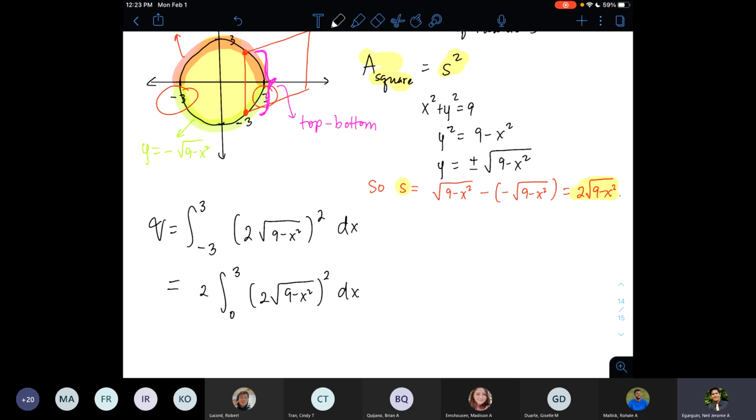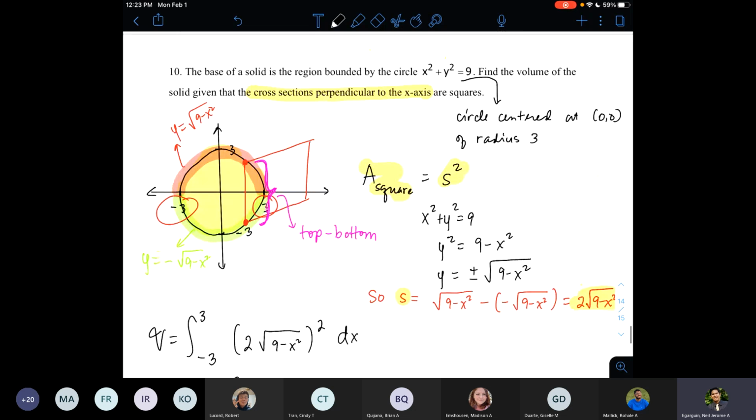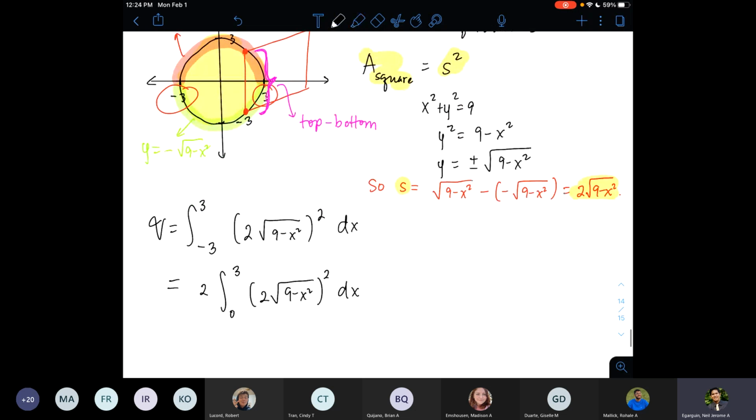And if you look back at the problem, it asks for the actual volume. So you need to evaluate the integral, which is easy because remember, you still have something squared, so the square roots will be gone. If you carry out the calculations, I calculated it beforehand, the answer is 144 cubic units.